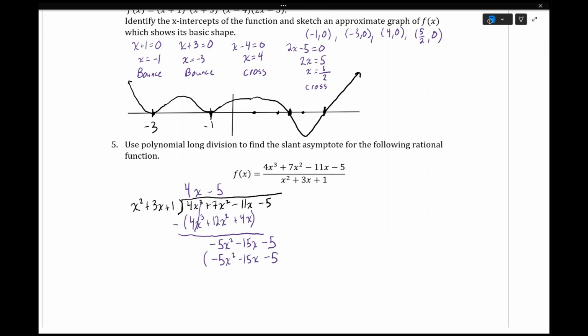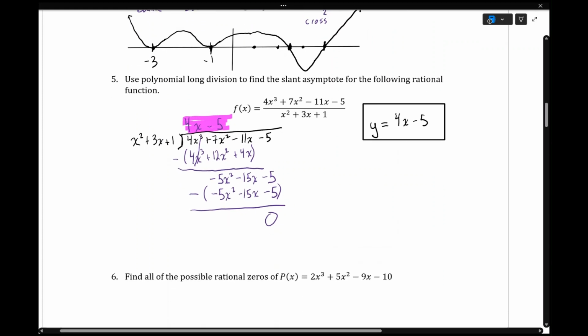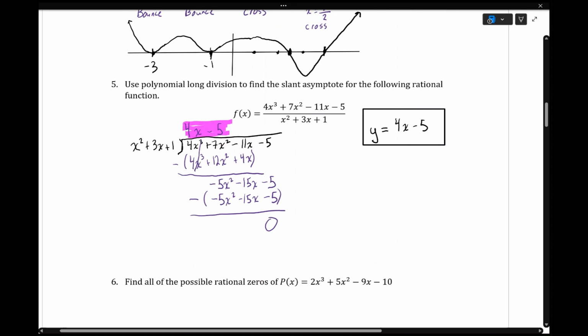Well, this is a special problem because the remainder is 0. But guess what? For a slant asymptote, we don't care about the remainder. All we care about is the quotient, the result. And so since we got a quotient of 4x minus 5, this means in the long run, this function will behave like y equals 4x minus 5, because that was the quotient when we divided. In general, the quotient plus a small remainder is going to look a lot like the quotient, the 4x minus 5 up there.